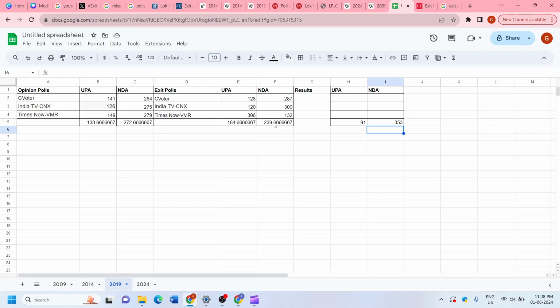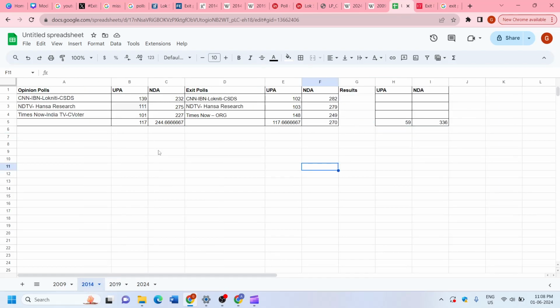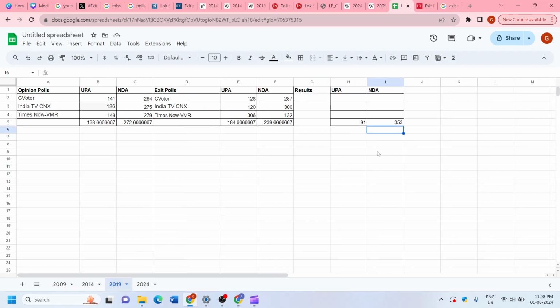So in this state, the exit polls showed the UPA getting more seats than the opinion polls and NDA getting less, which is a bit different than what was shown in the polls for 2014, where the UPA kept the same number of seats, but the NDA increased their number of seats. And in the end, NDA won, got 353 seats, and UPA only got 91 seats. Once again, less than 100.